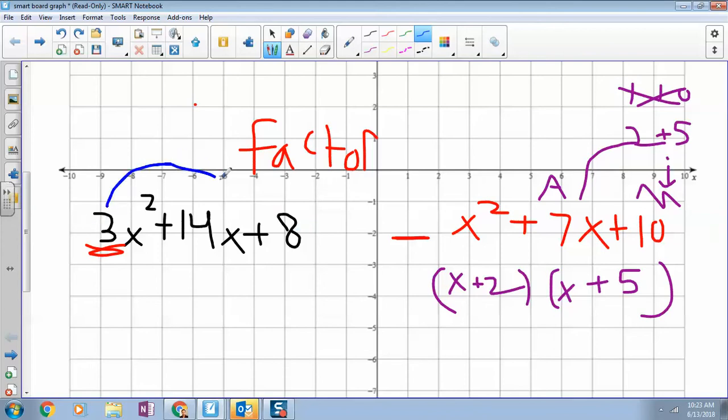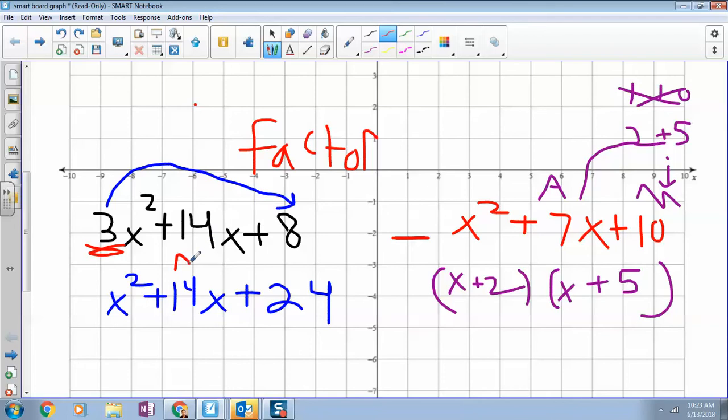I'm going to teach you guys my favorite method called slide and divide. So 3 times 8 is 24. I get x squared plus 14x plus 24. From here, same method, add, multiply. So two numbers that add to 14 and multiply to 24. You can pause it and try to figure it out, but I'm just going to tell you for the sake of time, it's 2 and 12. x plus 2 and x plus 12.